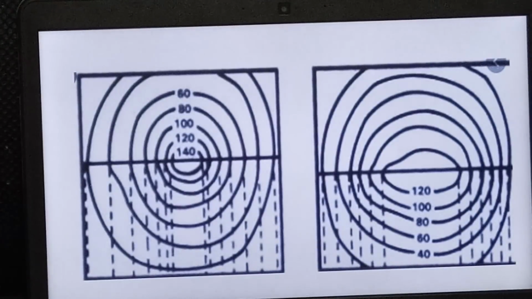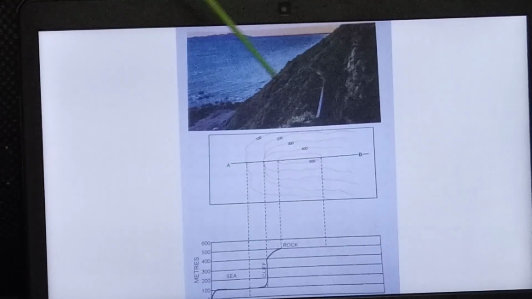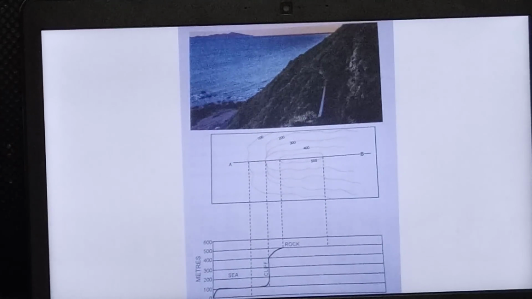The contour lines do not intersect each other. You can see that none of them are intersecting each other. The contour lines do not intersect one another. They could meet, they can touch each other, but never cross one another.